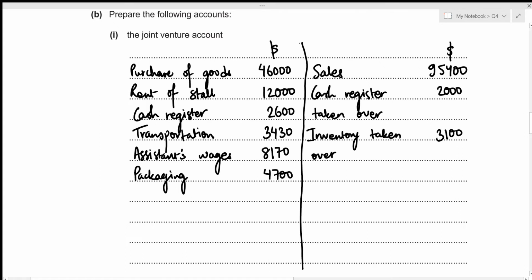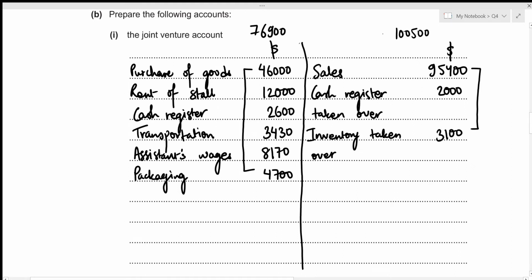Let's figure out the total for the debit side. So for that, we add all of these amounts. That's going to be 46,000 plus 12,000 plus 2,600 plus 3,430 plus 8,170 plus 4,700, which gives us the total of 76,900. Now let's repeat the same process for the credit side. In order to figure out the total for the credit side, we just need to add these three amounts. So that's 95,400 plus 2,000 plus 3,100, which gives us the total of 100,500.